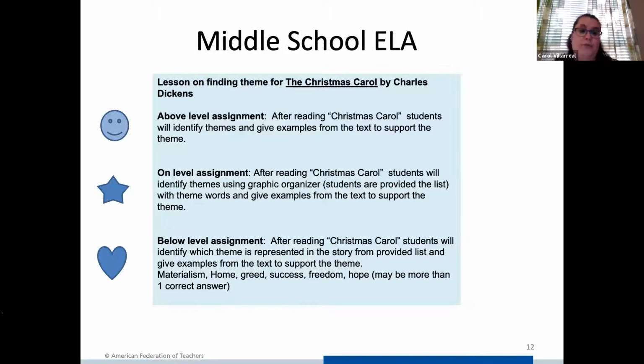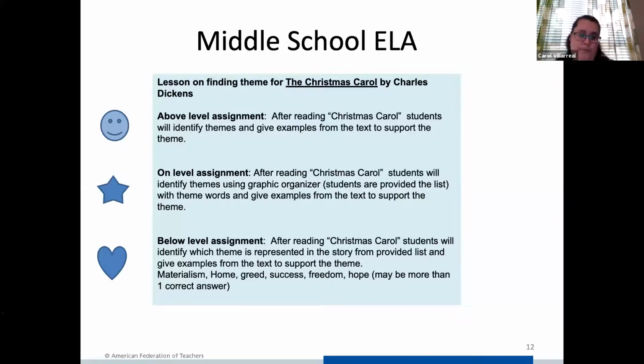Thank you. So for this assignment, we're looking at theme, and I'm tiering it based on ability. So the above level, after reading Christmas Carol, the students are going to identify themes and give examples from the text to support the theme. They're not given any examples. They're not given a list to go off of. They're just doing it on their own.